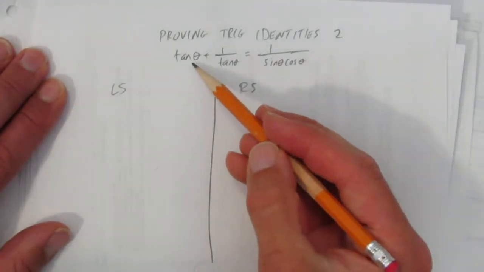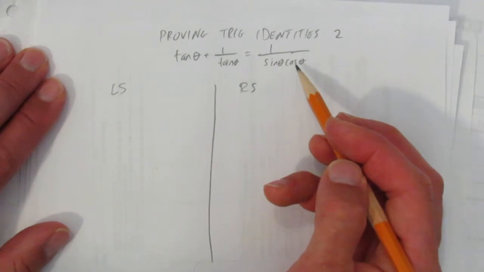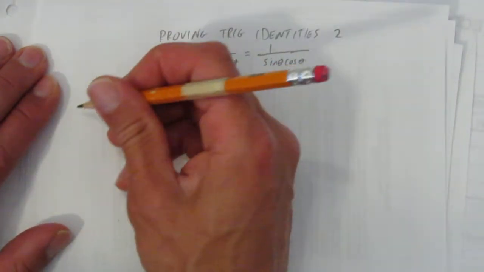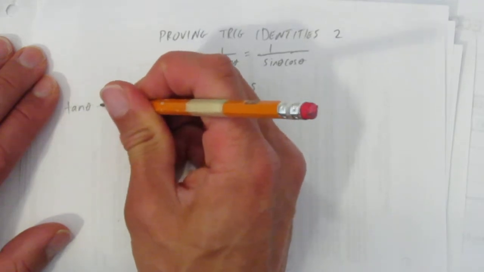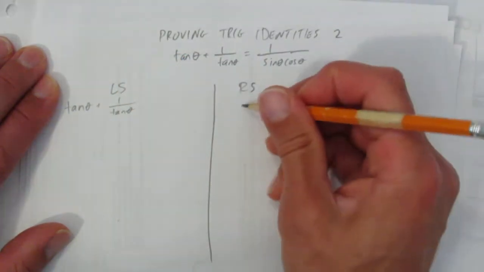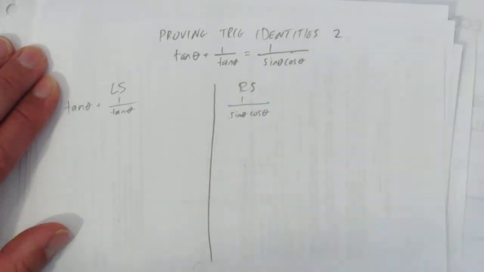We're going to try and prove that tan theta plus 1 over tan theta equals 1 over sine theta cos theta. First thing to do is set up left side, right side, separated clearly. The left side is tan theta plus 1 over tan theta. And the right side is 1 over sine theta cos theta.